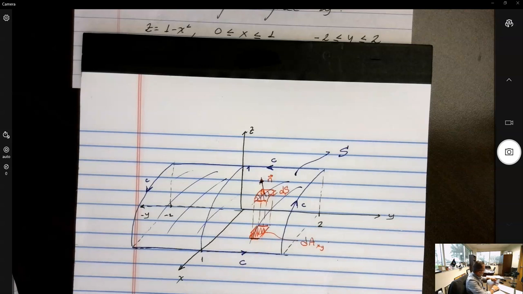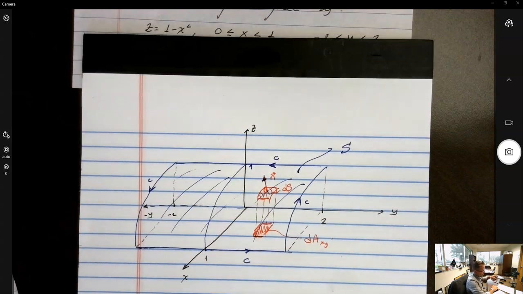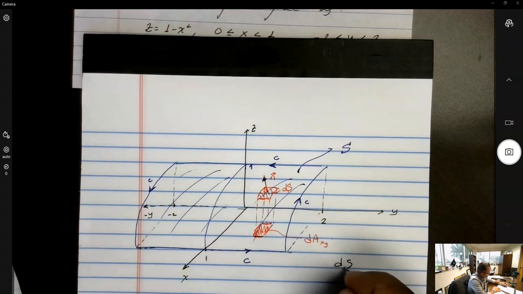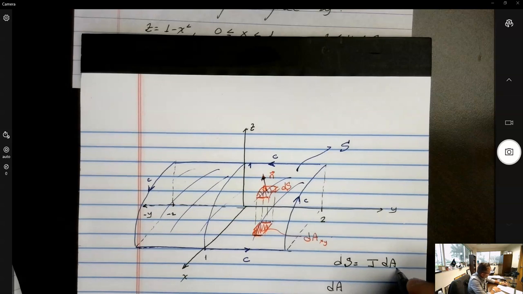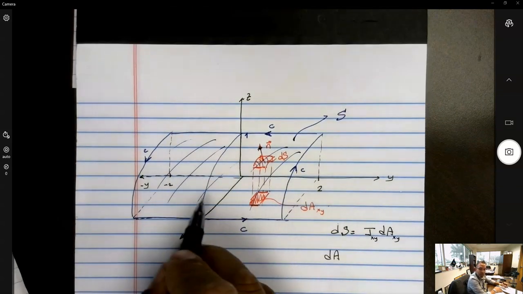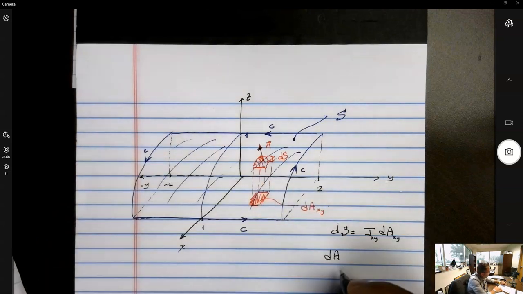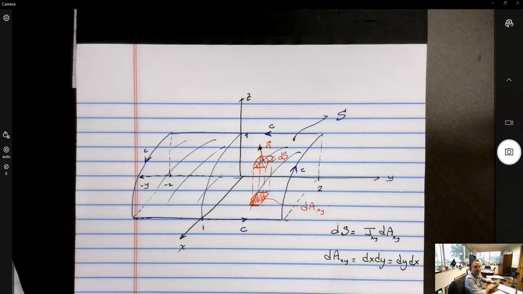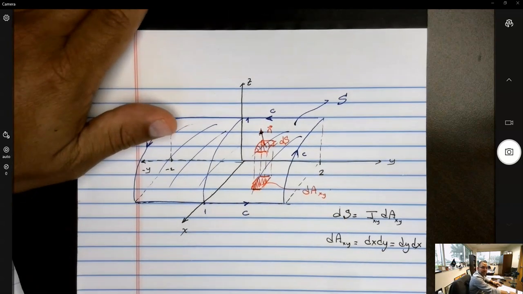So remember, dS is equal to J dA, and dA, which it looks like we can do in the xy plane, because this bottom is the xy plane, is dx dy, which is the same thing as dy dx, and the direction in which we define that will depend on how we can express the limits of integration.